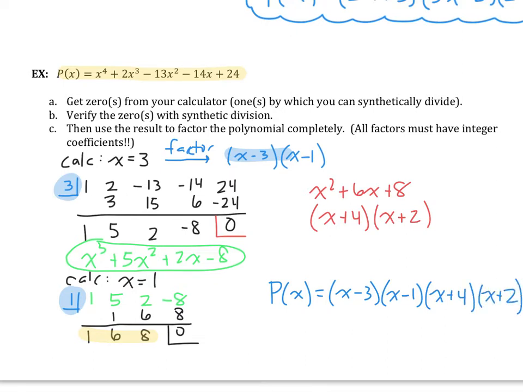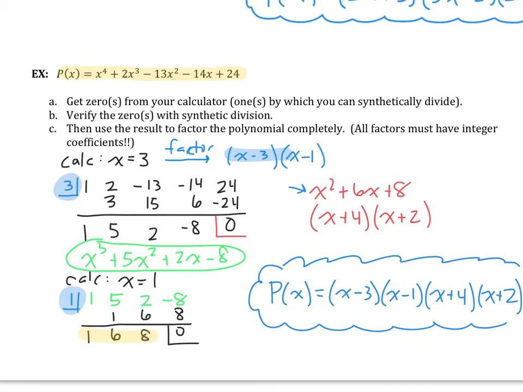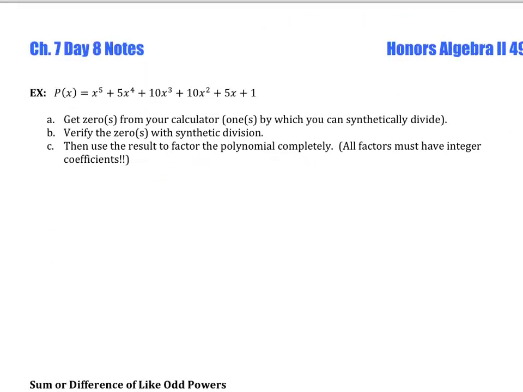There may be times where you have to use your calculator twice or maybe more to get to a quadratic. So the goal with synthetic division is once we get to a quadratic, like we did here, we are done using our calculator, and we factor this by hand from here. We've got one more example of factoring a higher degree polynomial before we look at one other topic. So let's move on to the next page.